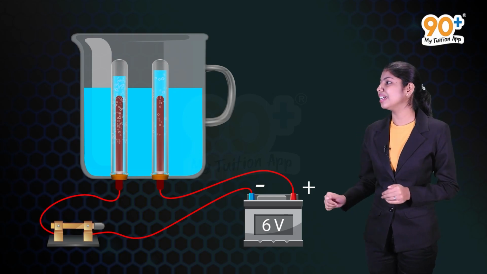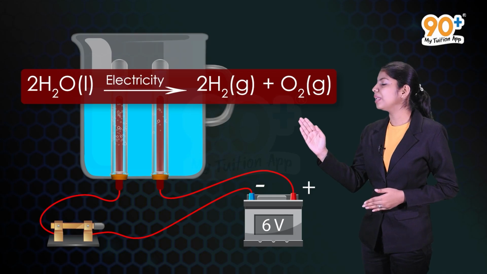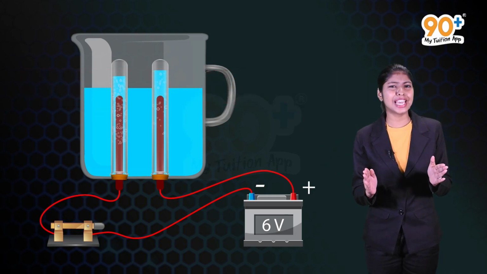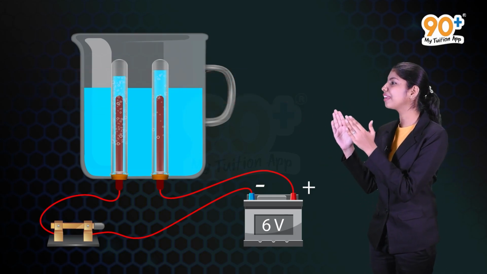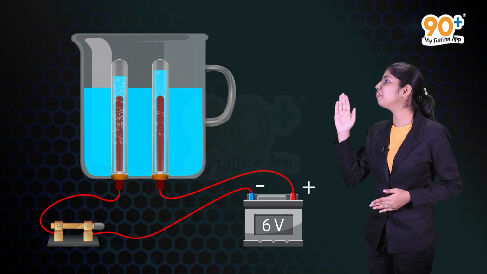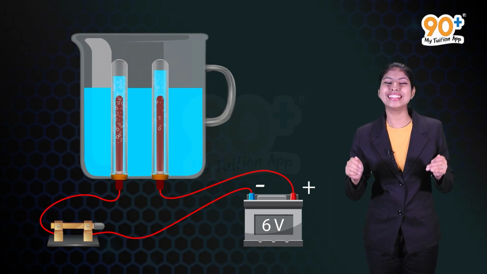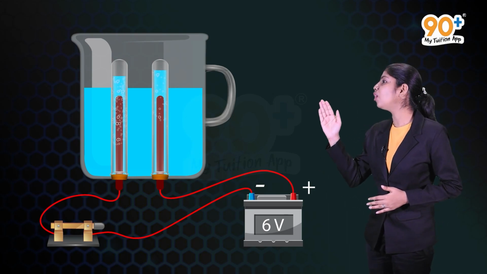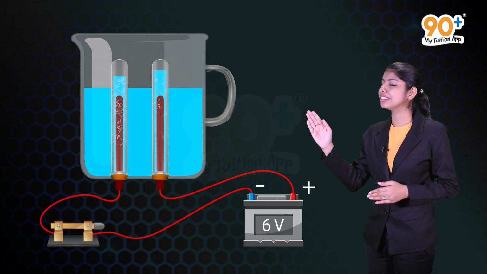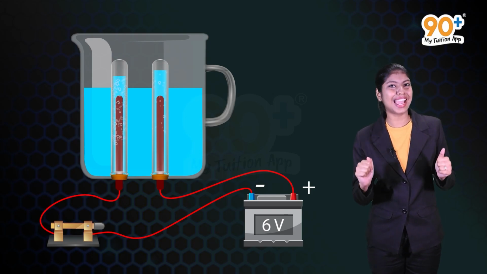So we can write it as 2H2O on electricity gives 2H2 plus O2. Here you can see the formation of gases in the test tubes. Now you tell me, is the volume of the gases collected the same in both test tubes? Here we can see that the volume of gas formed is not the same. Cathode has more gas than anode.